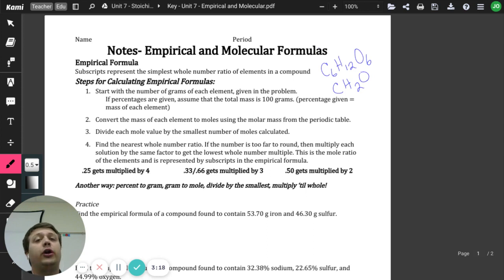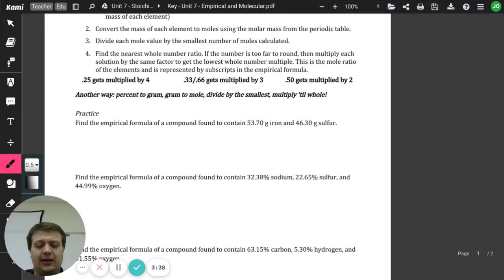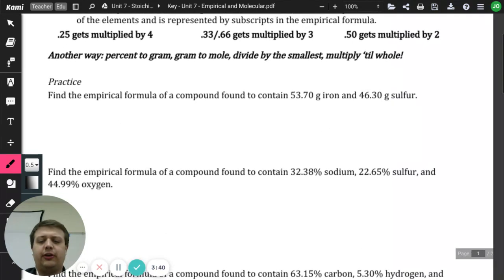If it's 0.33 or 0.66, you're going to have to multiply by 3. And then if it's 0.5, you're going to have to multiply it by 2. So it typically is going to end up in one of those 4 ratios if it's not super close to the whole number at like 2.999, right? If it's 2.999, then we would just round that up to 3. Okay, so let's actually look at how we would use this.